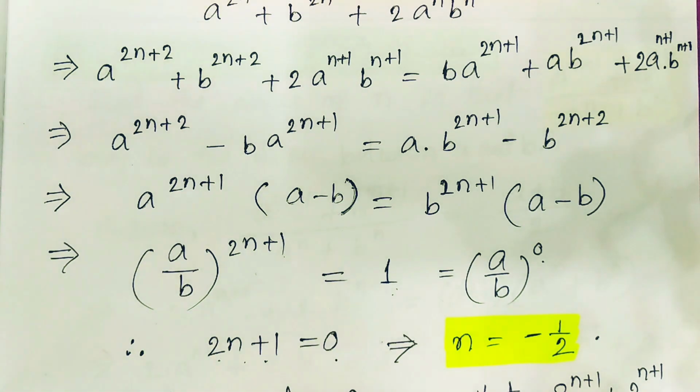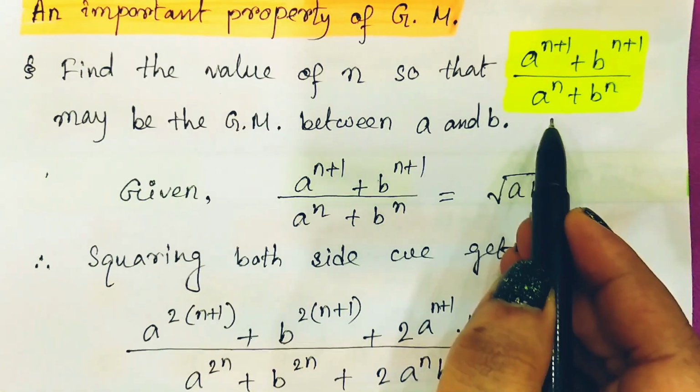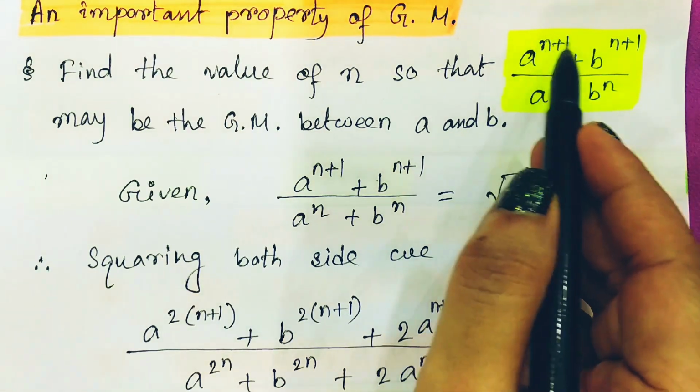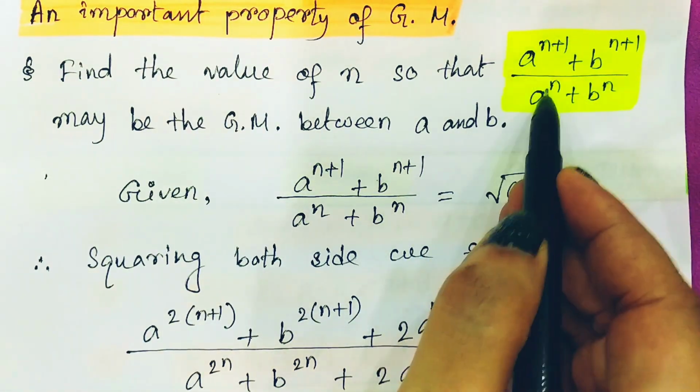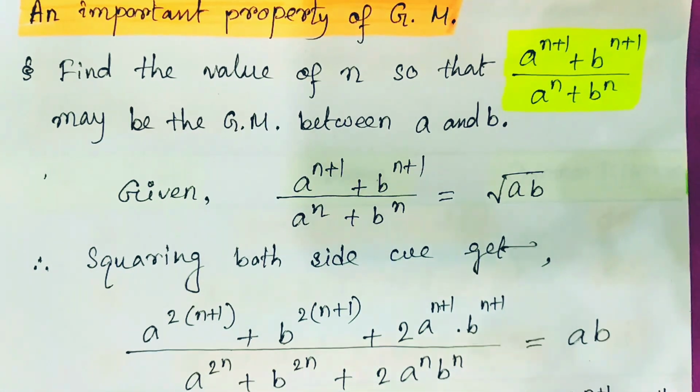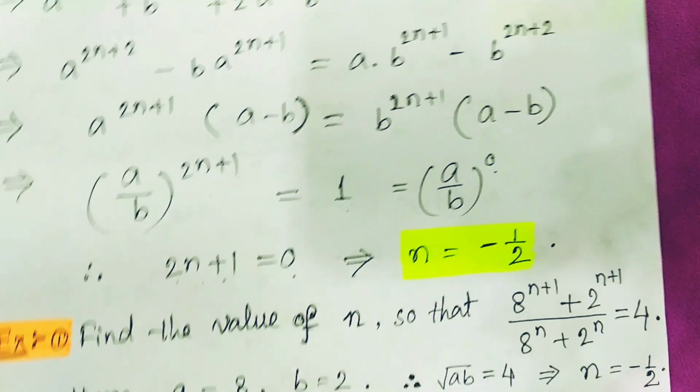If an expression represents the geometric mean of two numbers, then always this n value is minus 1 by 2, provided here the power is n plus 1 and here the power is n. That means the difference between these two powers is 1 and they are consecutive. Okay, corresponding to that, again I am giving you a problem.